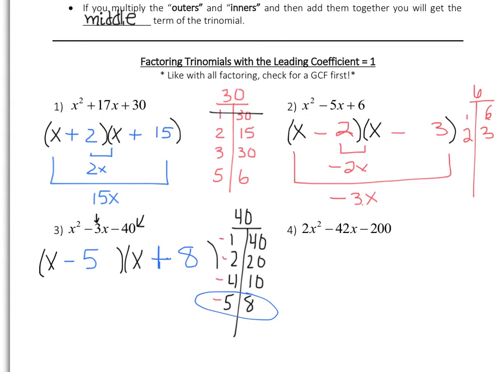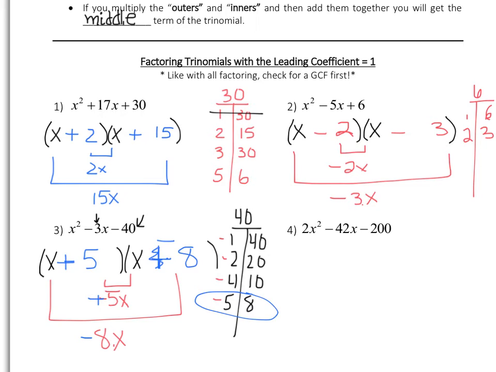But let's check this inner term. So we're going to multiply the inners, negative 5x, and the outers, which is 8x. So when I add those, negative 5 plus 8, I'm going to get a positive 3, not a negative 3. So let's just switch the signs then. Let's make this a positive 5x and a negative 8. So positive 5 and negative 8. Let's see if that works. Positive 5 plus negative 8 is definitely a negative 3. And 5 times negative 8 is negative 40. That works just fine. Okay, let's try number 4.